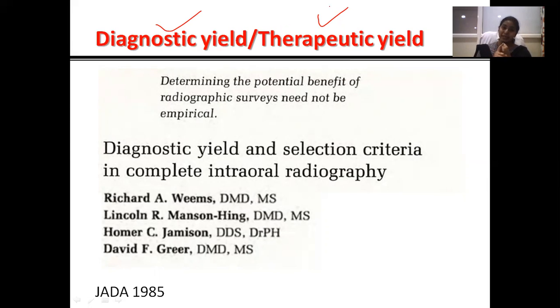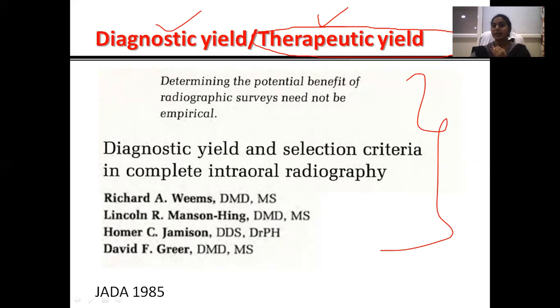But when the treatment plans were framed before prescribing radiographs and after prescribing radiographs, there was therapeutic yield. That means there was a change in the treatment plans before and after prescribing the radiograph. This is called therapeutic yield. This study stated that radiographs should be used for the therapeutic yield, for the change in your treatment. If you really think that prescribing radiographs will change your treatment plan, then only you should advise radiographs. It is not for confirming your diagnosis that you prescribe a radiograph.